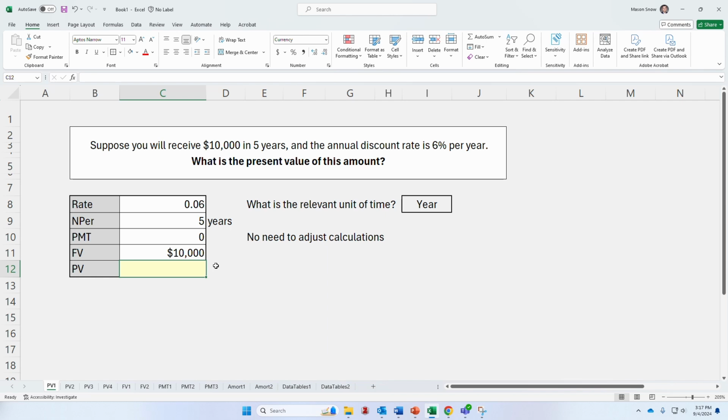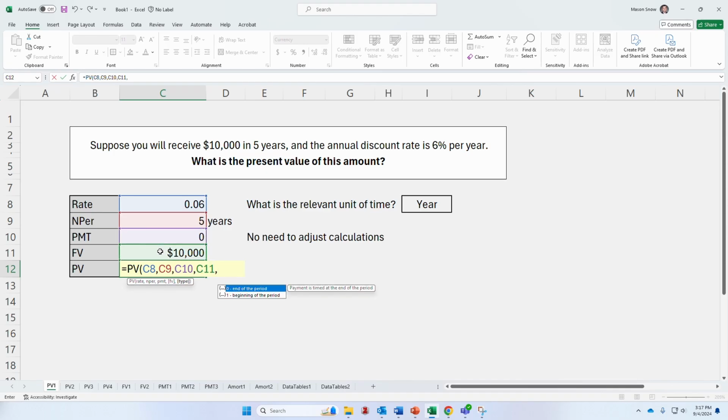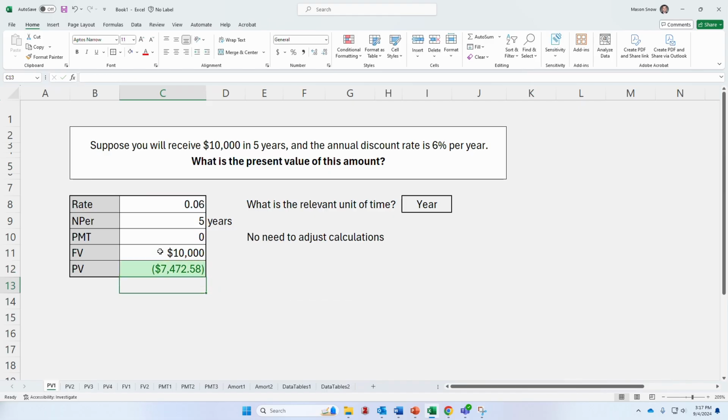Finally, we'll calculate the present value using the PV function, equals PV open parenthesis. And then we'll make references to the discount rate, comma, number of periods, payment, future value. And in this class, we're always going to do these at the end of the period. All cash flows will occur at the end of the period. That'll keep your life simple. So we'll type a 0 here, close our parenthesis, and hit enter.